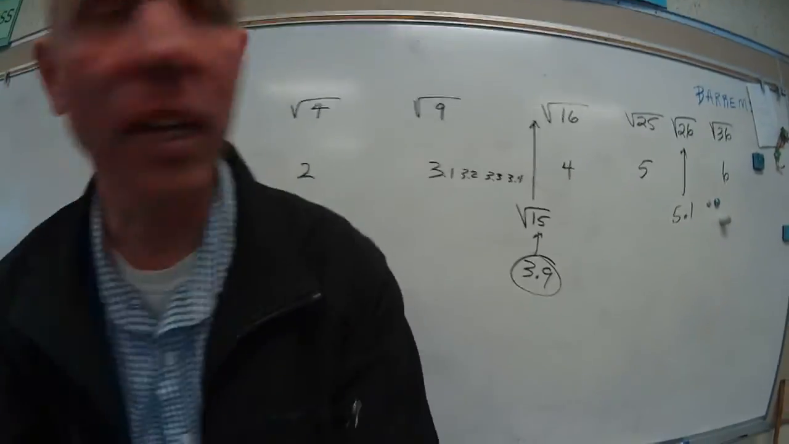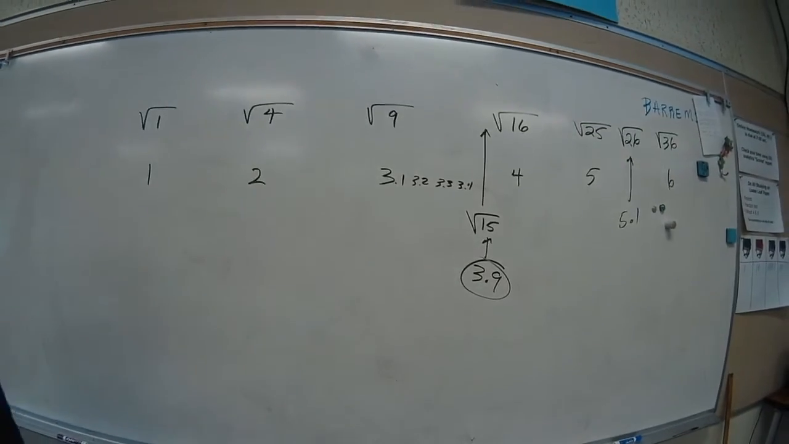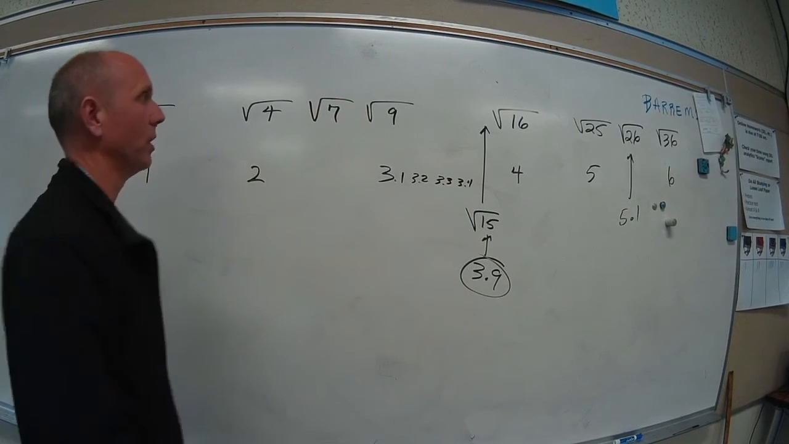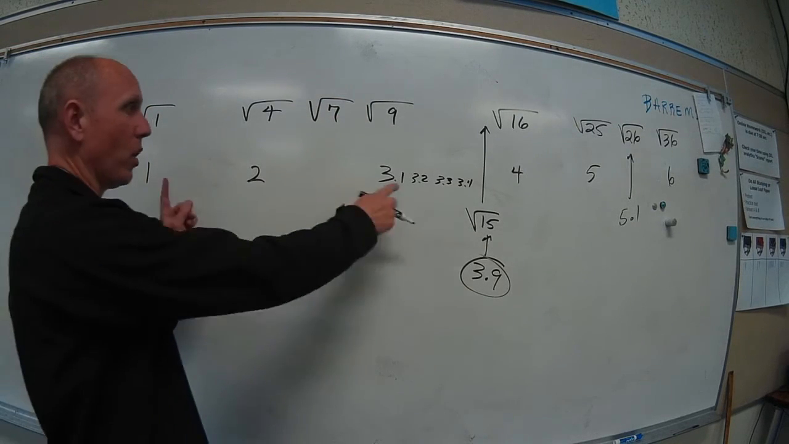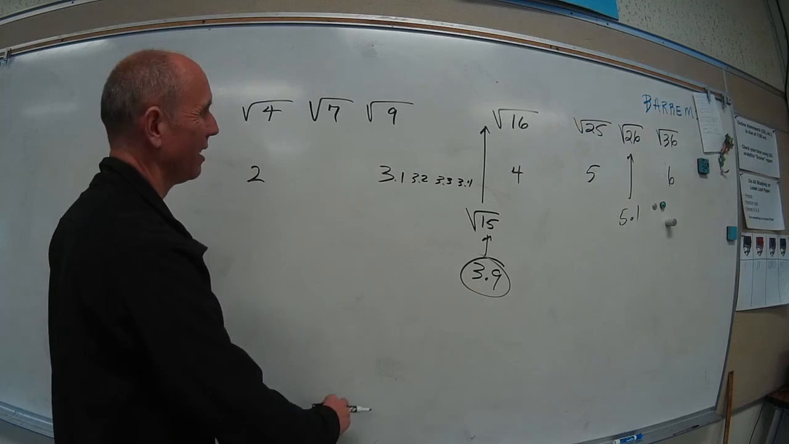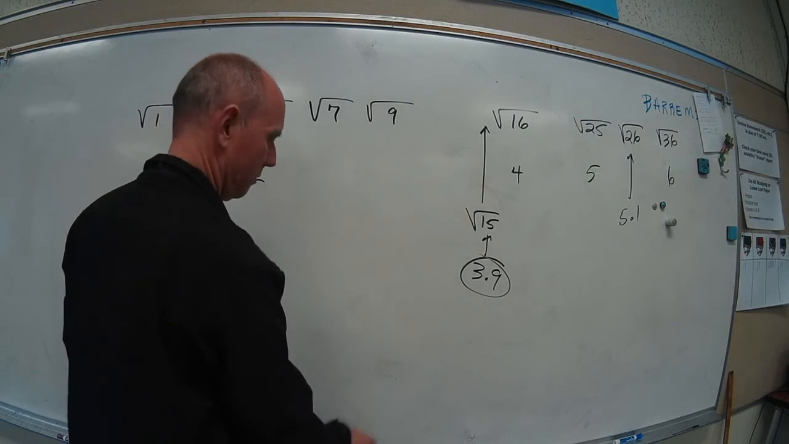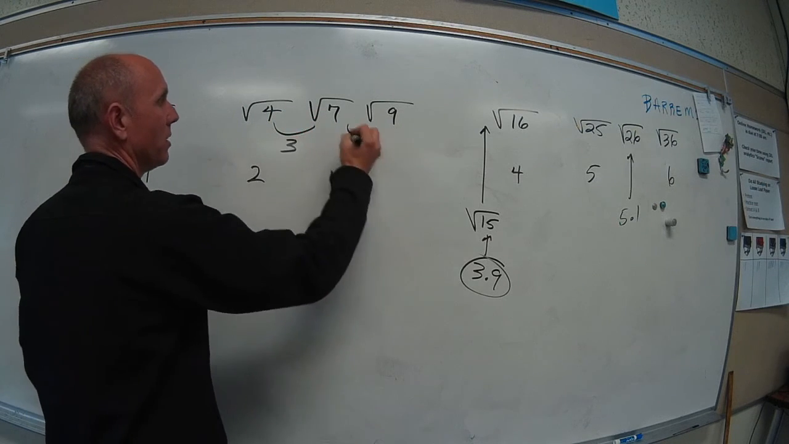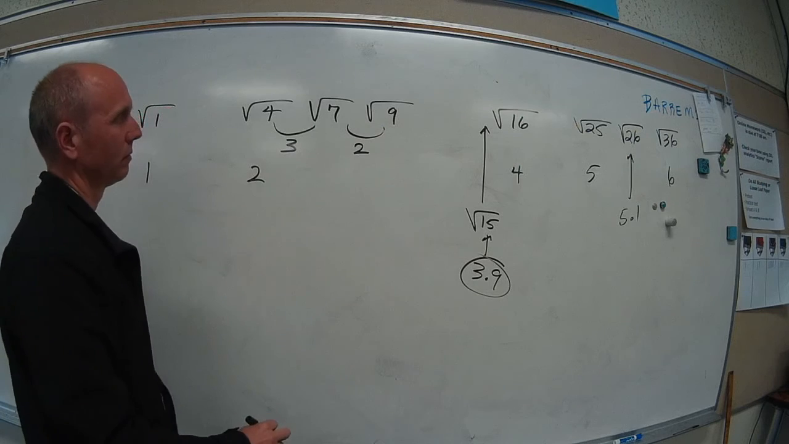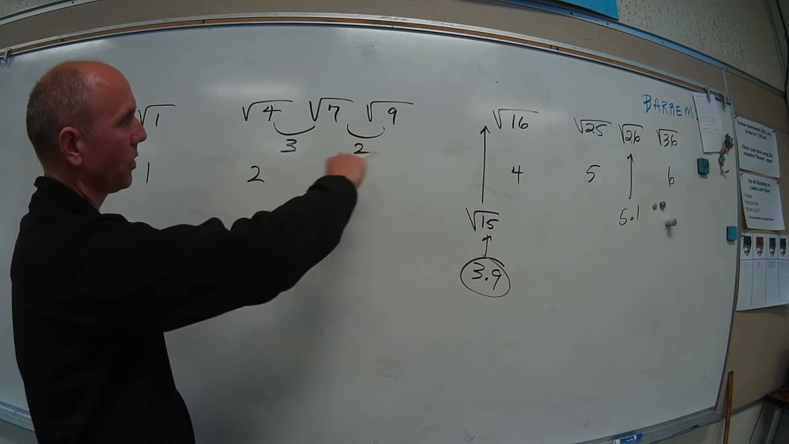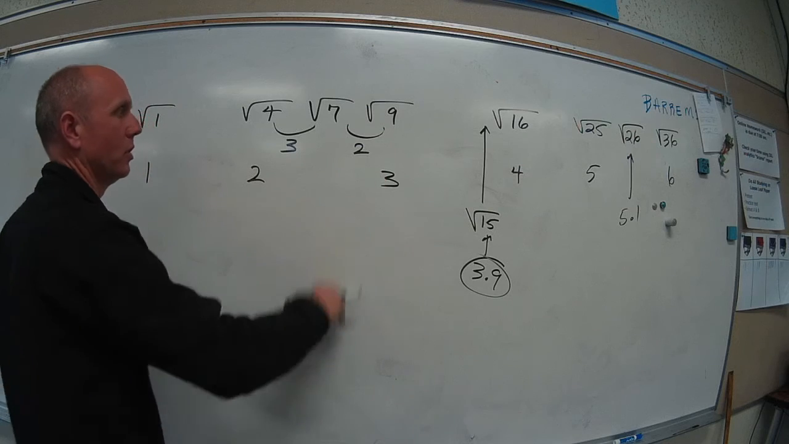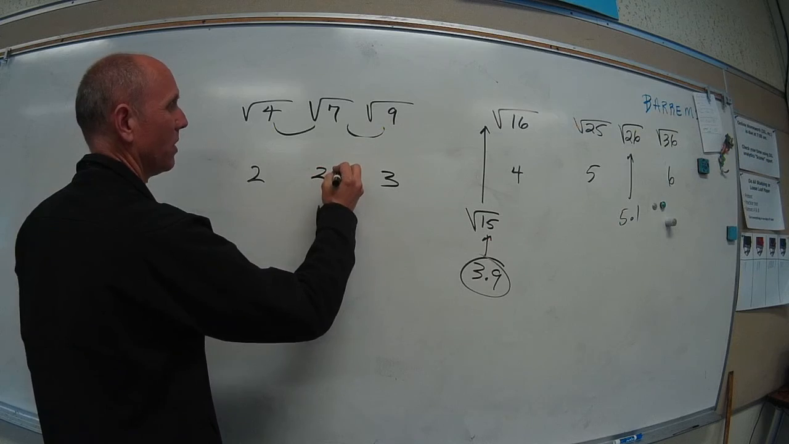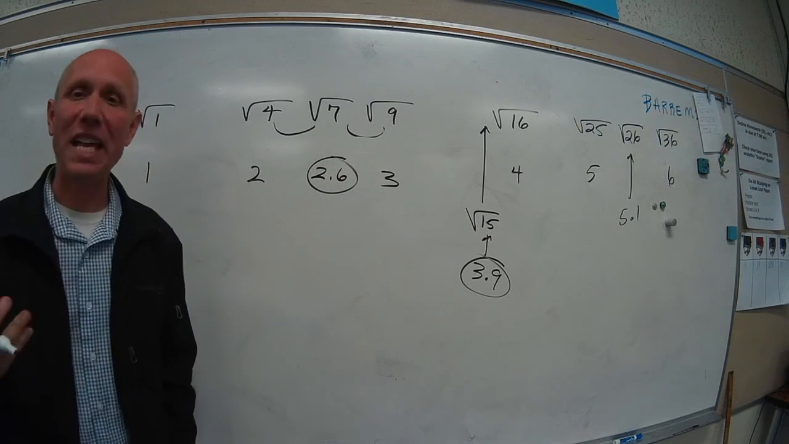Let's come down here. Let's estimate the square root of 7. Square root of 7, well, it's somewhere in between 2 and 3. I don't know. Is it right in the middle? Well, 4, 5, 6, 7. That's 3. This is 2 away. So it's a little bit closer to the 3 than it is to the 2. What would you call that? Maybe a 2.6? These are just estimates.